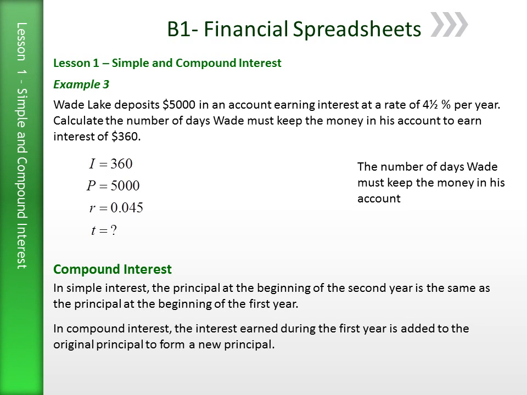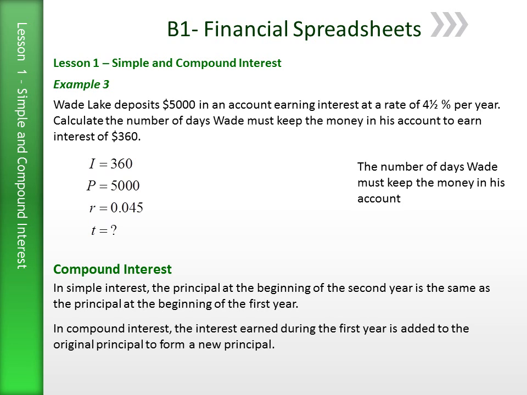Example 3. Wade Lake deposits $5,000 in an account earning interest at a rate of 4.5% per year. Calculate the number of days Wade must keep the money in for his account to earn an interest of $360. So again, we look at our information that we have in the equation and we write it out. So our interest is $360. Our principal is $5,000. The rate is going to be 0.045, and it's the time that we're looking for.